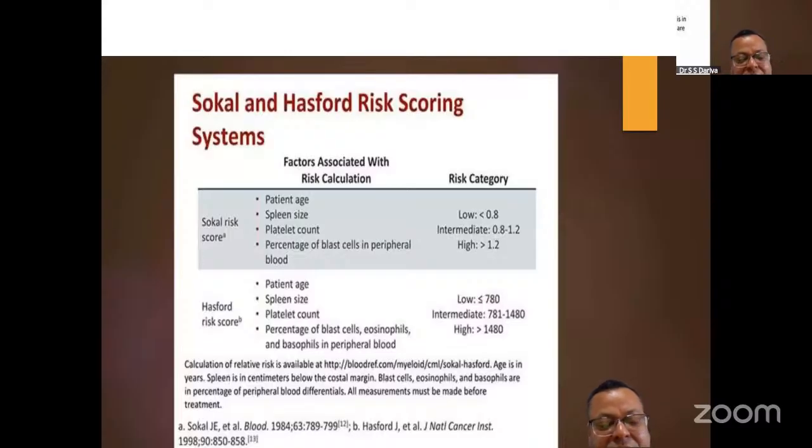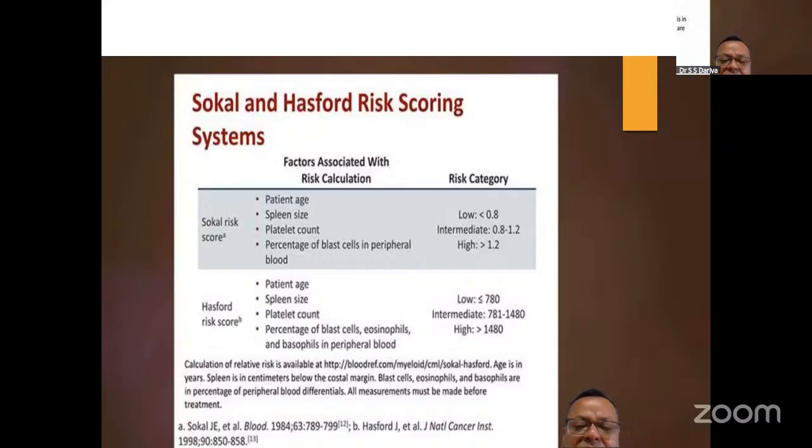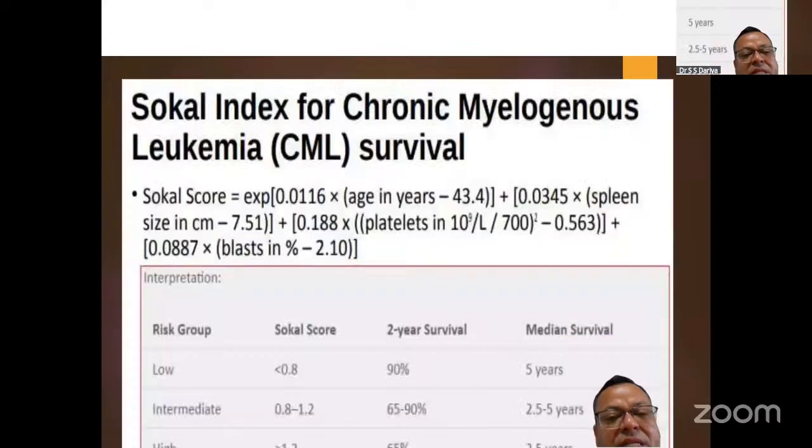The Hasford risk score is the same, using patient age, spleen size, and platelet count. But for the fourth, along with blast cells, they also count the eosinophils and basophils in the PBF, the peripheral blood film. This is the basic difference between the Sokal and Hasford risk scores. According to the risk category, if the score is less than 780, it is low; between 780 and 480, it is intermediate; and more than 480 is high risk for CML.